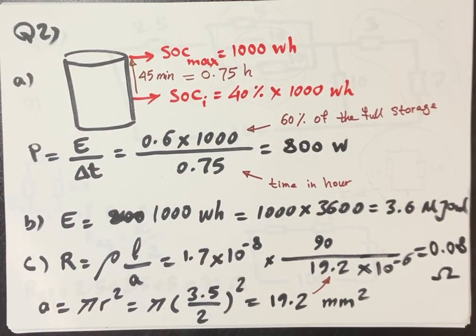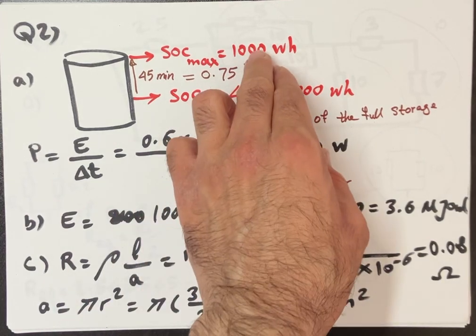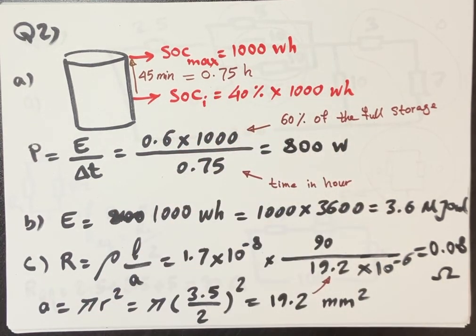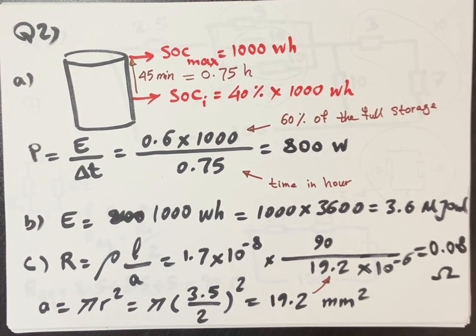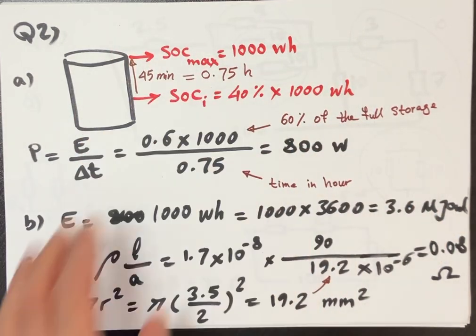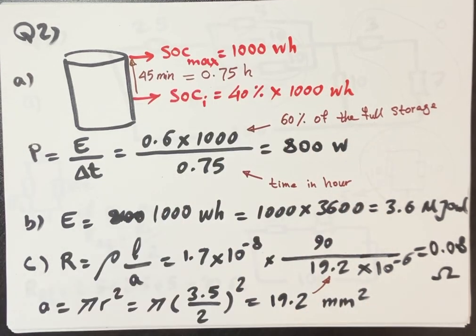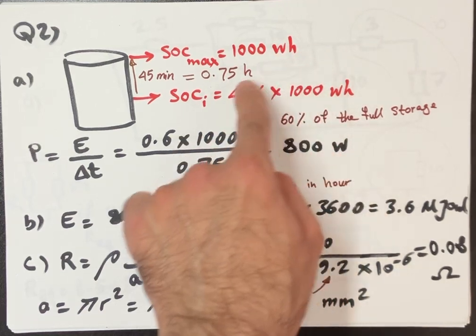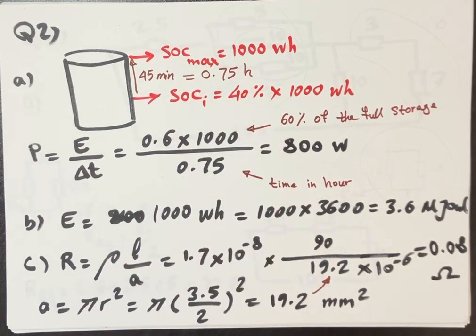Question number 2 says there is a storage whose current state of charge is 40% of its full capacity. The full capacity is 1,000 watt-hour, and a watt-hour is the unit of energy. And they say it takes 45 minutes from now until the battery gets full. And we know here, if we go for hours, because energy is given in watt-hour, and if I want to calculate power in watt, I need the duration of time in hours. So 45 minutes can be written as 0.75 hour, or 3/4 hour.